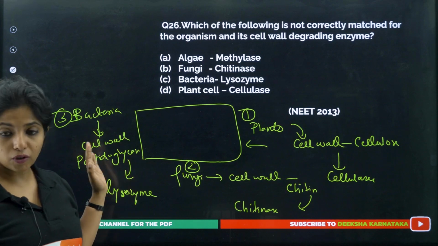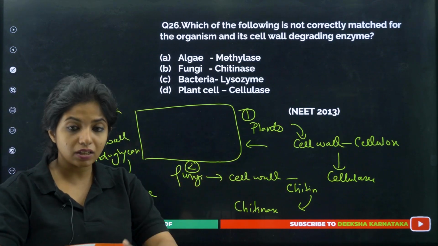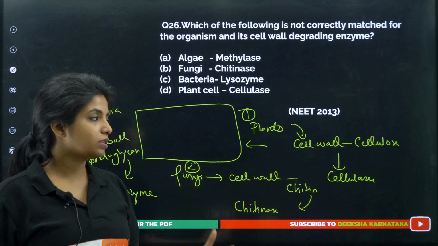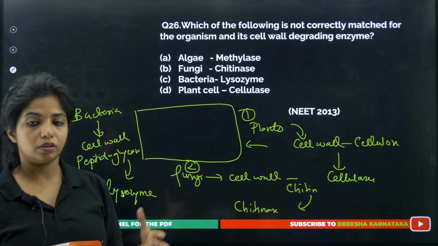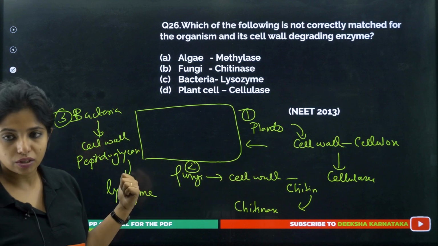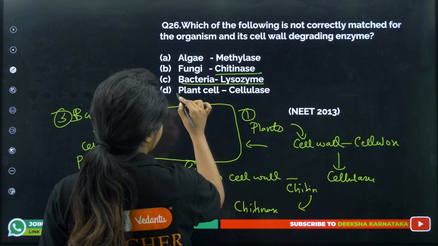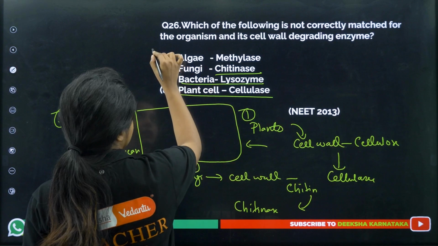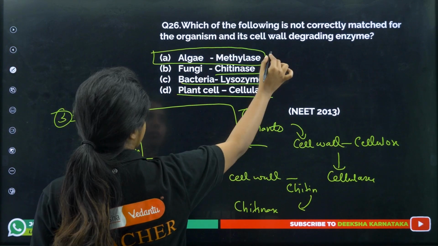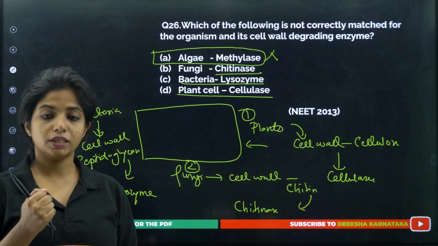So anyways, as of now we are not planning to kill them, we just want to cleave their outermost part so that we can isolate the DNA of interest, or basically isolate the plasmid of interest, whatever it is. So basically we are doing this for isolation of DNA. These are the enzymes that are written. So fungi chitinase is correct, bacteria lysozyme, plant cell cellulase, all correct. But this one, if you see, is not mentioned, so it's wrong. Okay, it will be wrong, my dear children.